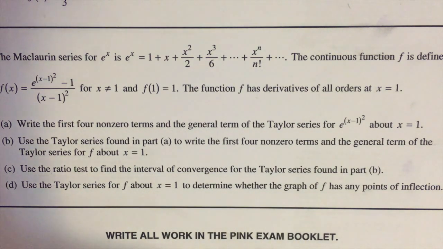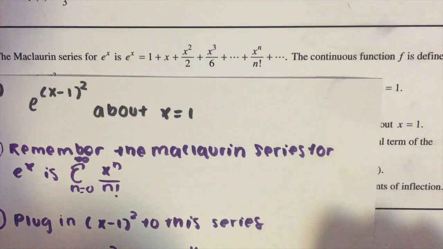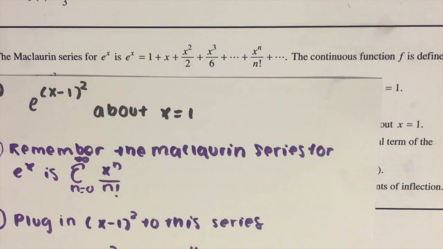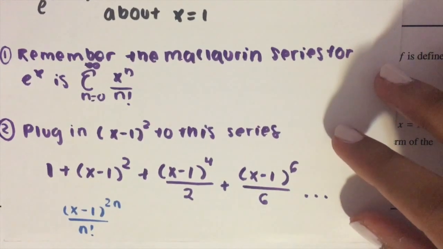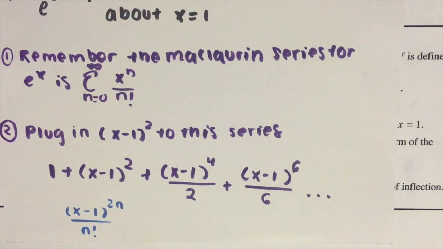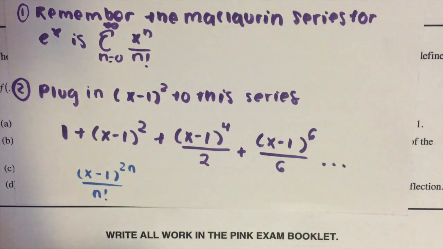Looking at Part A, we are asked to write the first four non-zero terms and the general term of the Taylor series for e to the (x minus 1) squared about x equals 1. We are given that the Maclaurin series for e to the x is x to the n over n factorial. So all we have to do for this part is plug in (x minus 1) squared into the series to get 1 plus (x minus 1) squared plus (x minus 1) to the 4th power over 2 plus (x minus 1) to the 6th power over 6. And our general term, just plugging in (x minus 1) squared, is (x minus 1) to the 2n over n factorial.